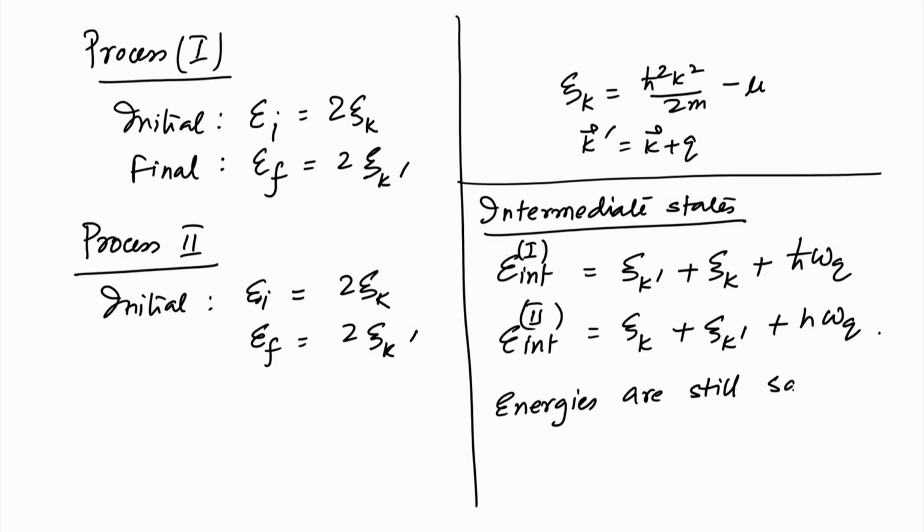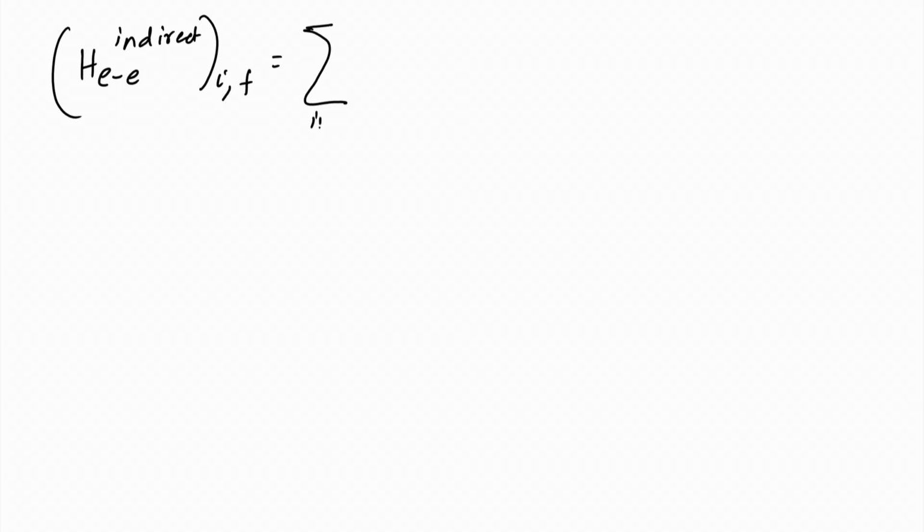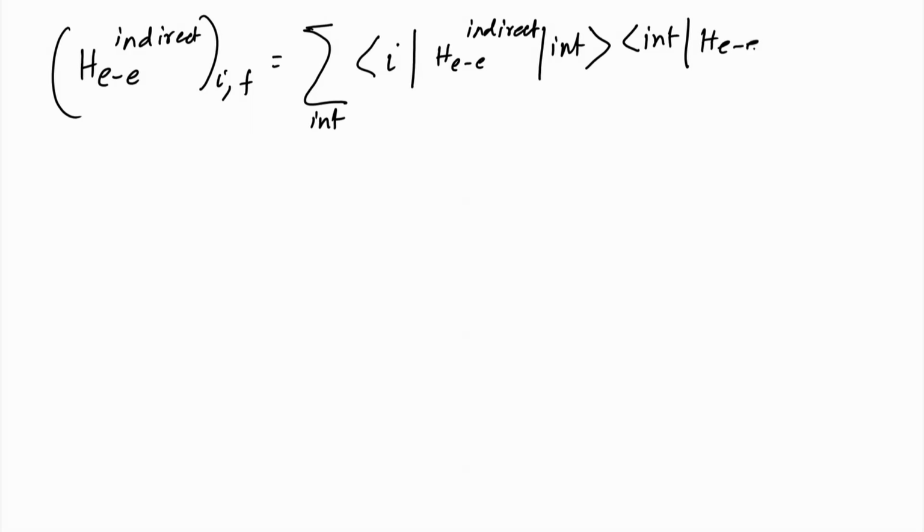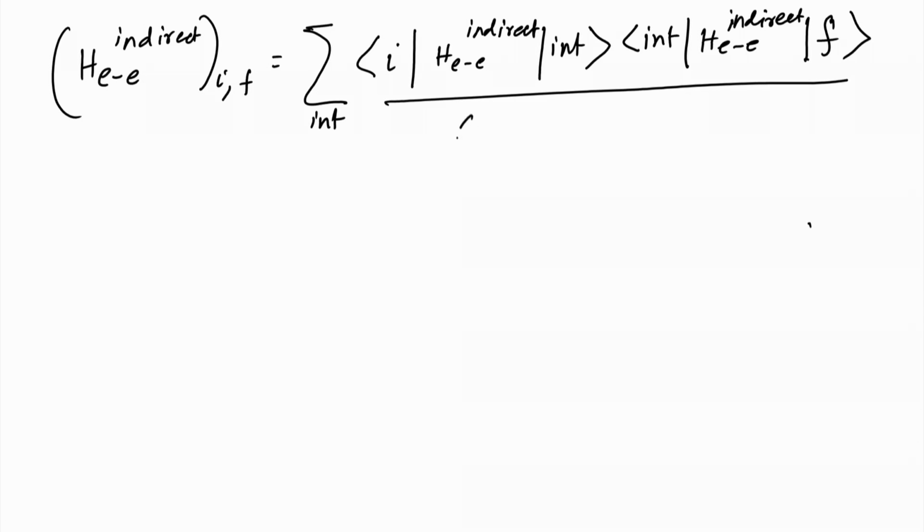Now, calculate the matrix elements including these intermediate states. So, H EE indirect, by using the same notation as earlier, between I and F, you have to sum over the intermediate states, and it is I H EE indirect intermediate, and intermediate H EE indirect, let us just write it. Indirect means the exchange of phonons. So, they do not directly interact, and F, and then there is a square of the matrix element. Now, it is either I or F, both of them being the same, and the square of that.